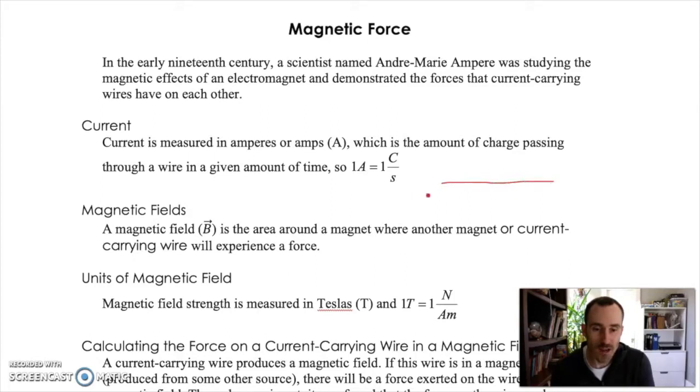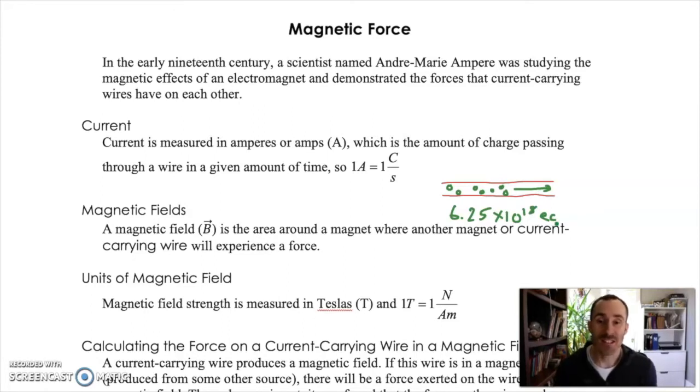Let's say this is our wire. We're going to make it extra large just so we can see what's going on. And these are our charges. So it's electrons that flow. They're flowing that way. 1 coulomb of charge, remember, is 6.25 times 10 to the 18 electrons. That means 1 amp is 6.25 times 10 to the 18 electrons flowing past a point every second.